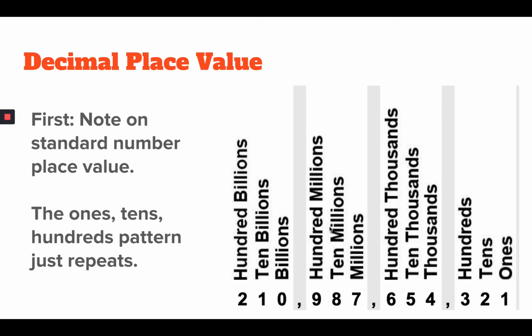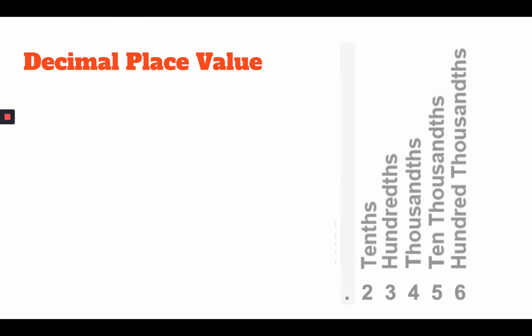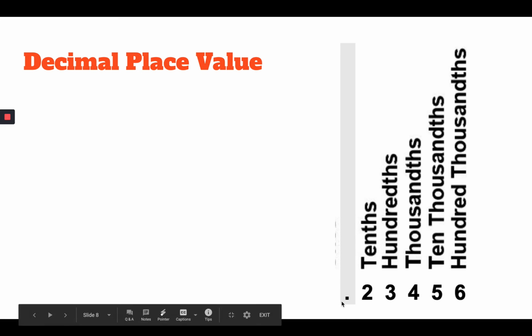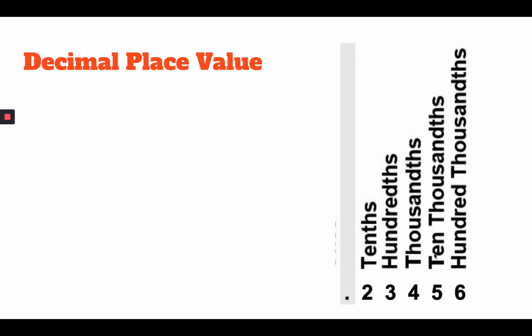Well, decimals do a very similar thing. So I want you just to look at this decimal place value. Notice the decimal is here. And really, they just do the same thing going the opposite direction. Tens, hundreds, thousands, 10,000s, 100,000s. Next would be millions, 10 millions, 100 millions, billions, 10 billions, 100 billions, etc. But really, it's the same place value going the opposite direction.